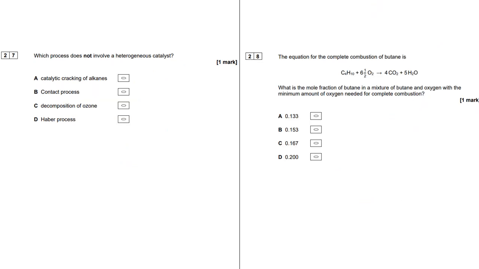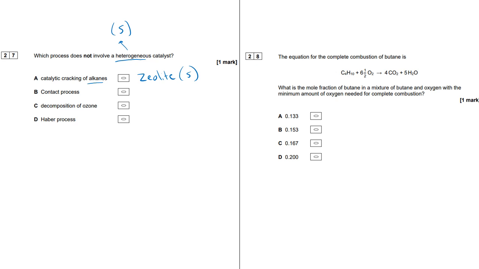Question 27. Which process does not involve a heterogeneous catalyst? That means the catalyst is in a different phase to the reactants. Normally this means when the catalyst is in its solid state, it acts as a heterogeneous catalyst. If we were to crack alkanes, which are normally liquids with a larger Mr, to gaseous alkanes, which are smaller, or smaller liquid alkanes, the catalyst used is zeolite or aluminosilicate, which is a solid. So that is a heterogeneous catalyst.